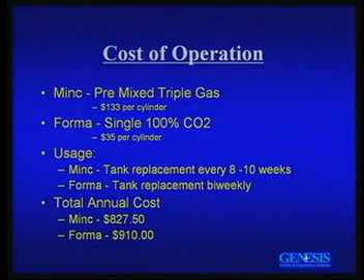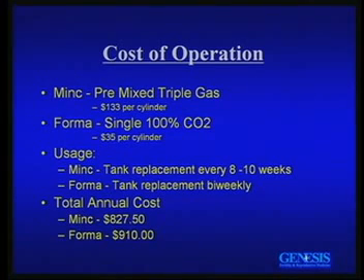Now, the cost of operation is something that we were concerned about, and I looked at the price of triple gas, and when you buy pre-mixed gas, it's much more expensive. It's about $133 a cylinder. That might be a little inflated because it's New York, or that could be a real price, I'm not sure. Whereas CO2 is about $35 a cylinder.